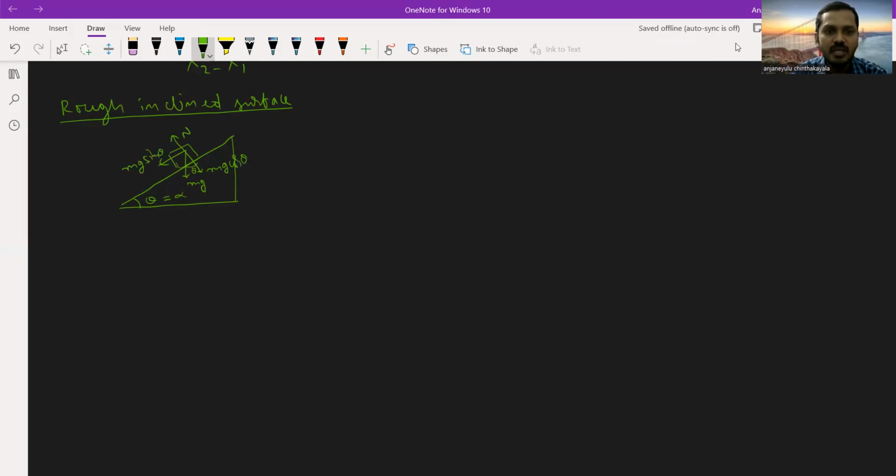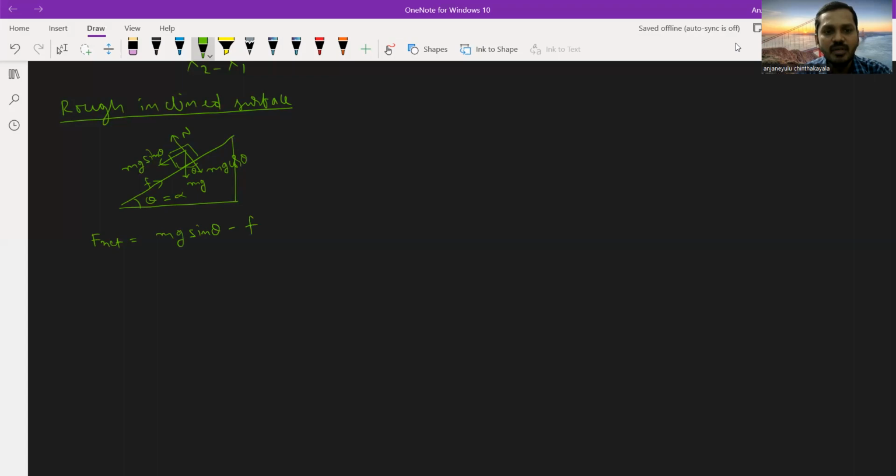Mg sin theta. Now the motion of the block is opposed by the frictional force F, which is developing between the block and the rough surface. How much net force is acting on the block? The block is moving downward on the inclined surface. So the net force F net is equal to mg sin theta, acting downward, minus the frictional force F.